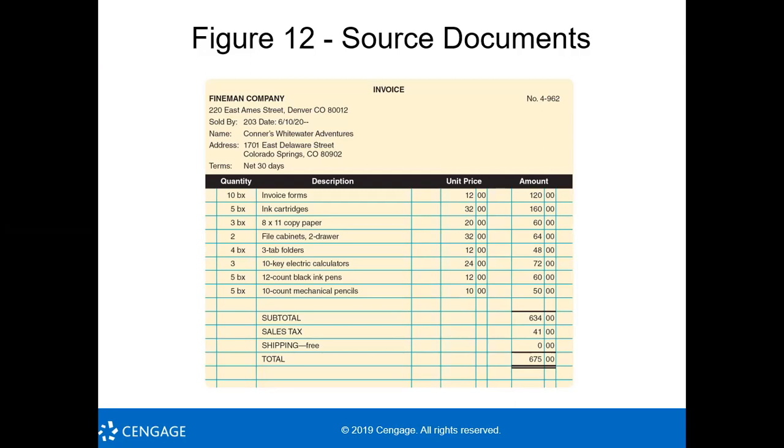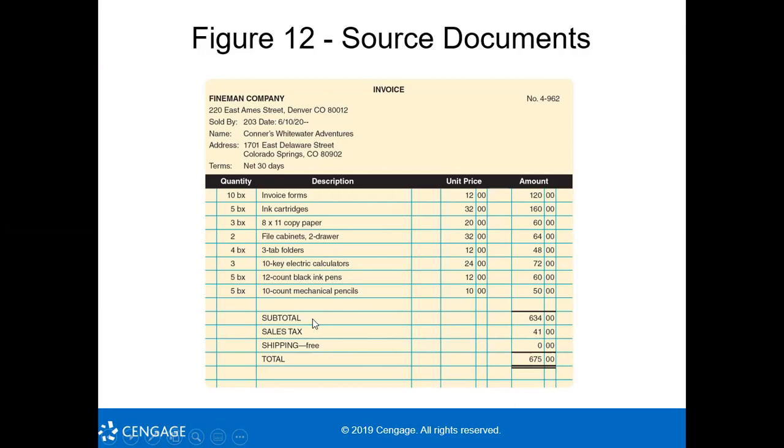And it's showing us some things that we bought. So invoice forms, ink cartridges, copy paper, file cabinets. This looks like all office supplies, right? 3 tab folders, electric calculators, black ink pens, mechanical pencils, right? So a lot of office supplies here.